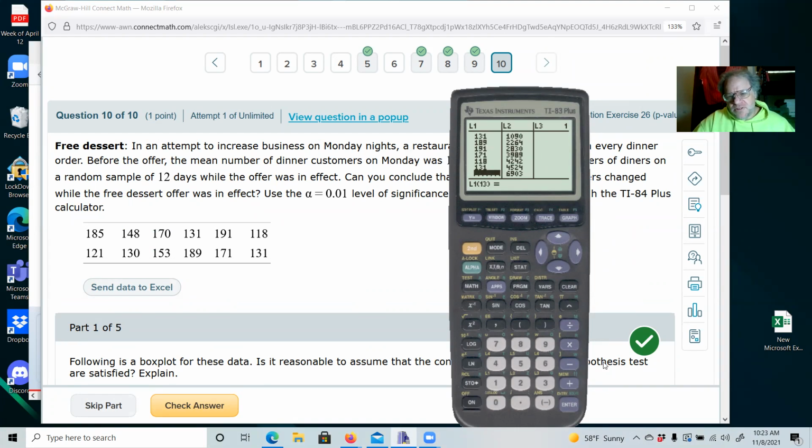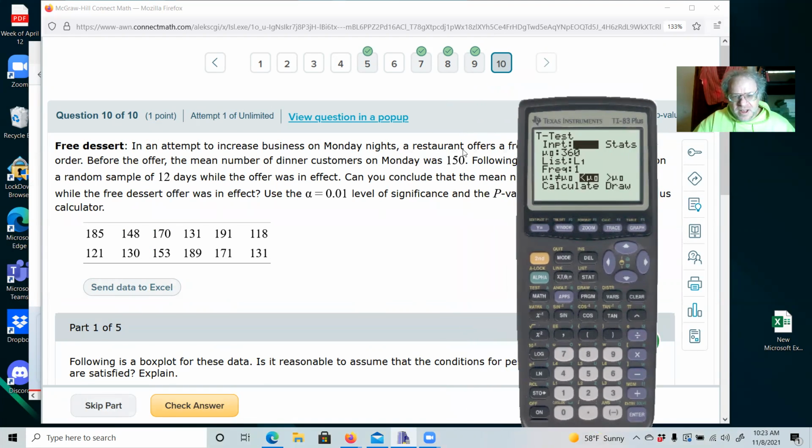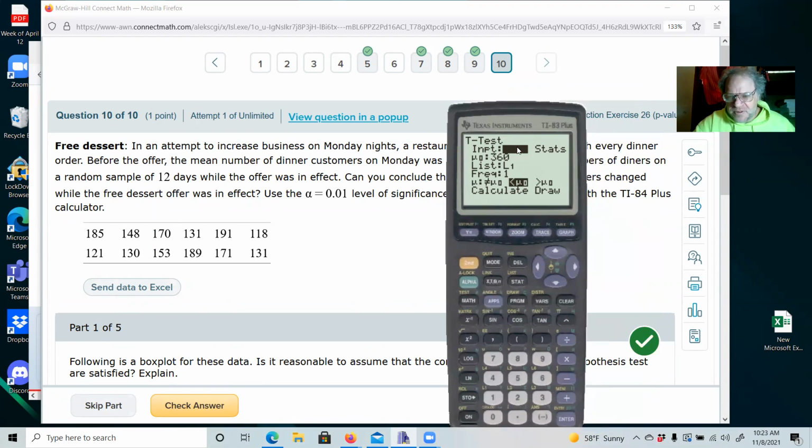All right. So we're going to go back to stats. We're going to go over to tests. Go down to t-test. Enter. We are giving it some data. We want to know if the mean is 150. Find it in list one, frequency one, with a two-sided test this time. Oops. Data, 150, everything else looks good. We'll go just down to calculate and hit enter. Have it think, and then there we are.